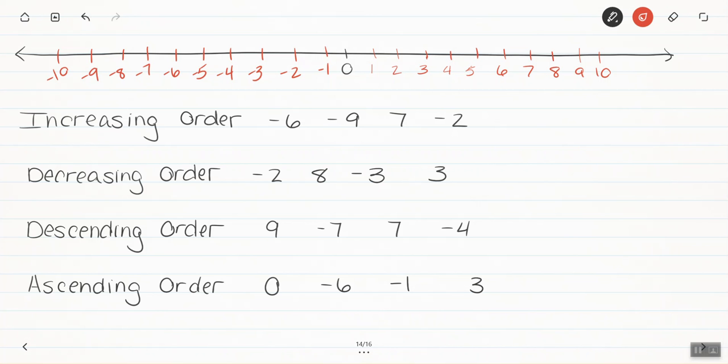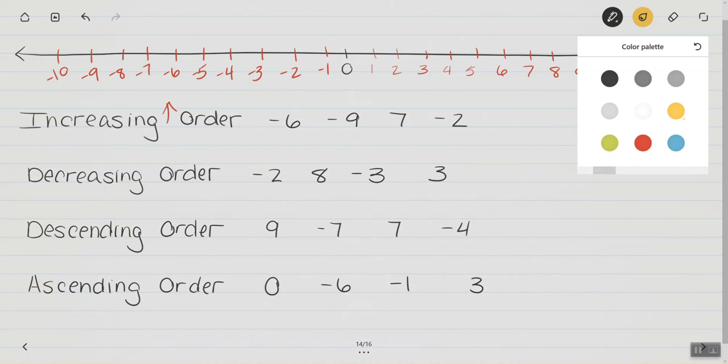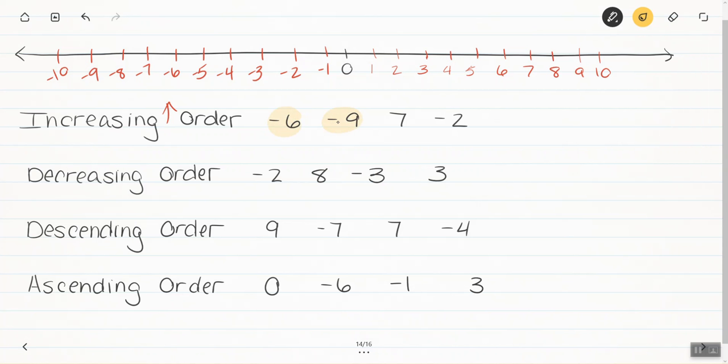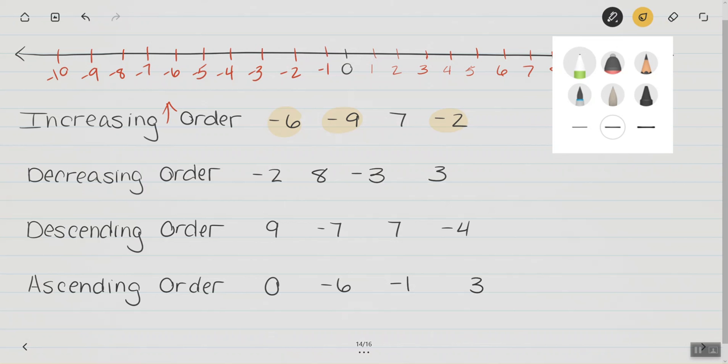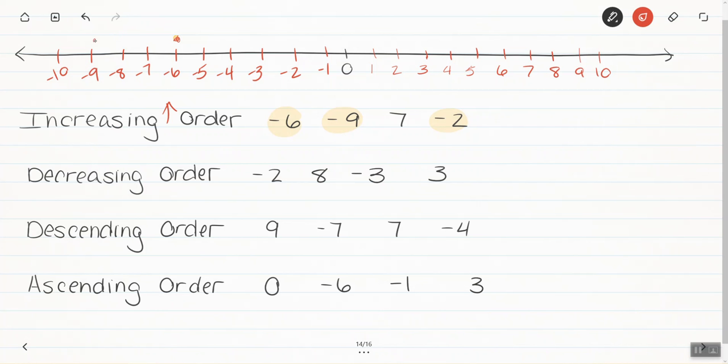Okay, so the same way we use the number line to help us with comparing, we can use the number line to help us with ordering. So we are asking for increasing order in the first one, so that means my numbers are going smallest to biggest. Now what I recommend is I want you to highlight or shade over your negatives, because those are going to be different than our positives. Because I'm going in increasing order, I'm going to start by putting my little dots on the number line. So here's negative 6, and negative 9, 7, and negative 2.